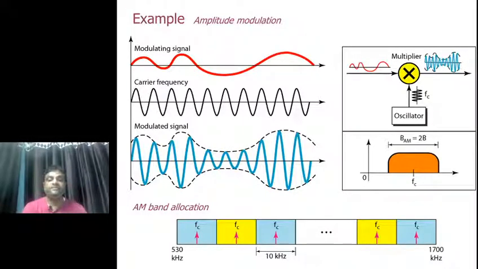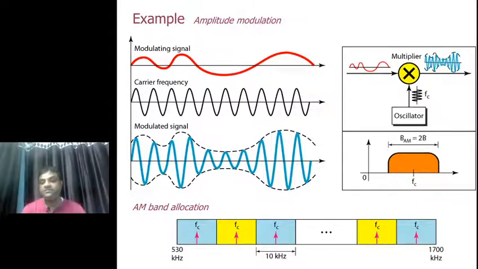Similarly, if we see the spectrum, the lowest frequency is 530 kilohertz, the highest frequency is 1700 kilohertz, and we have divided the frequency in intervals of 10 kilohertz. It means 530 to 540, 540 to 550, 550 to 560, and so on. 530 to 540 is basically a band, and the center frequency is 530 plus 5, so 535 is the center frequency in the first case. In the second case, represented by yellow, it starts at 540 and ends at 550, and 545 is the center frequency.